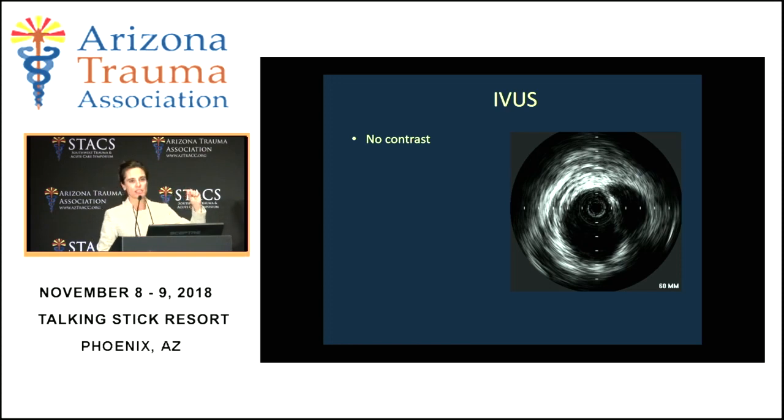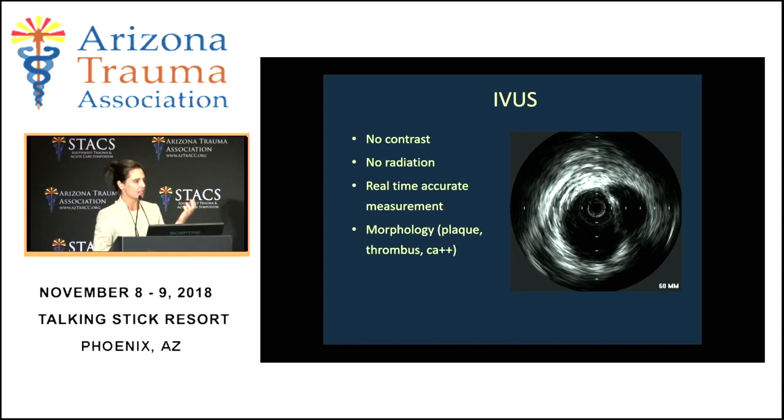IVUS, for those of you who are not familiar, is essentially a tiny ultrasound that goes up over a wire, just like a lot of the endovascular devices. At the end, there's an ultrasound probe that looks at all the layers of the aortic wall. It does not require any contrast. There's no radiation associated with it. And it gives very real-time and accurate measurements of diameter, thickness of the injury, and morphology. You can see plaque. You can actually see color flow behind or above and below lesions that are associated with injury.